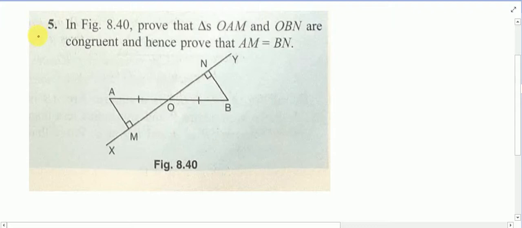Now let us see question number 5. In figure 8.40, prove that triangles OAM and OBN are congruent. That means we have to show that these two triangles are congruent, and hence prove that AM, this distance, will be equal to BN. Once we have shown that these two are congruent, then corresponding parts of congruent triangles are going to be equal.